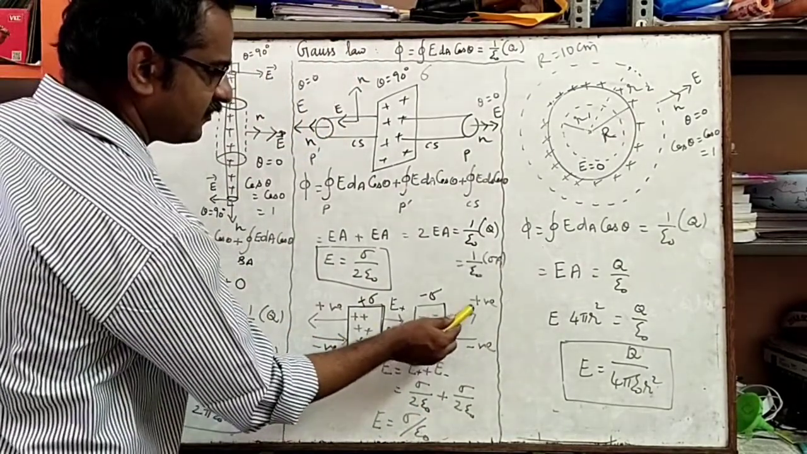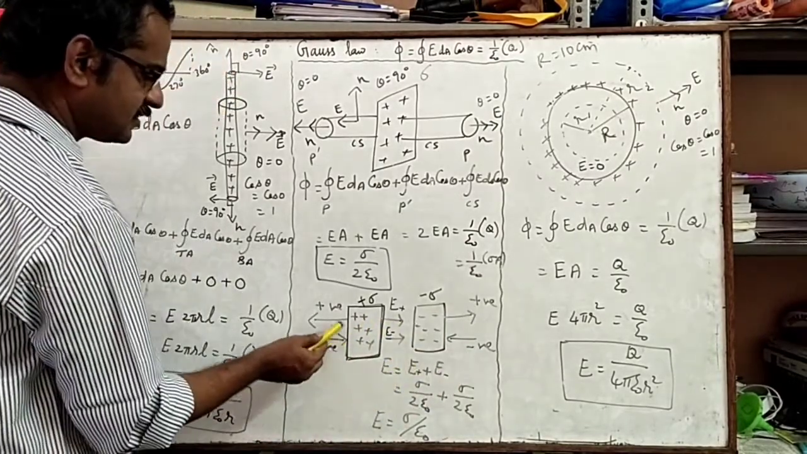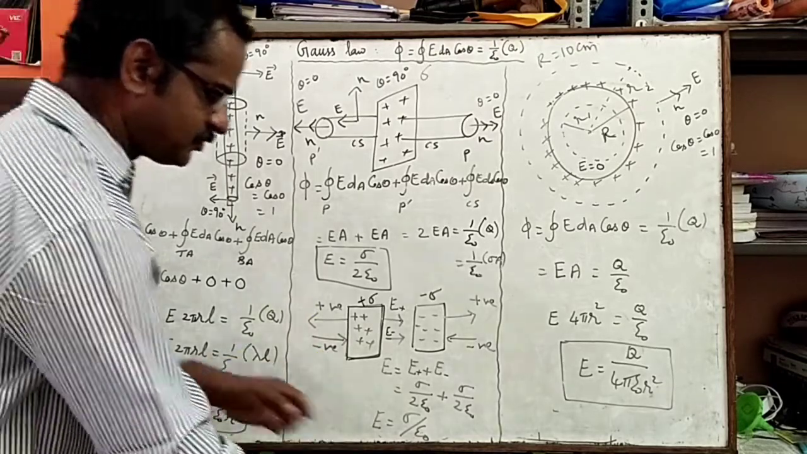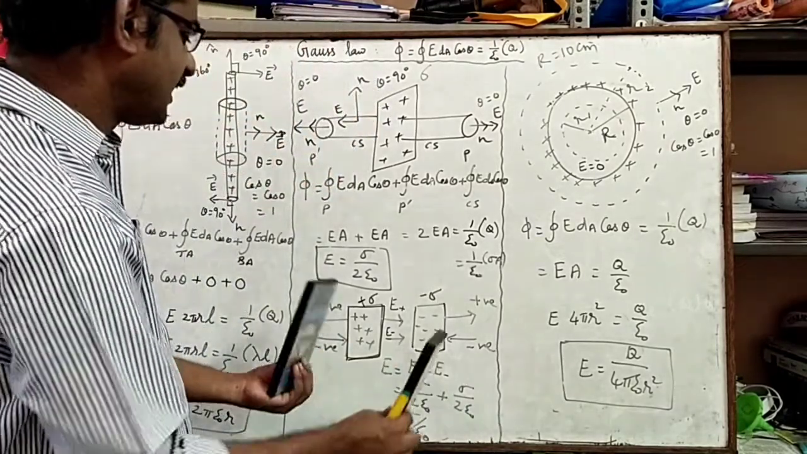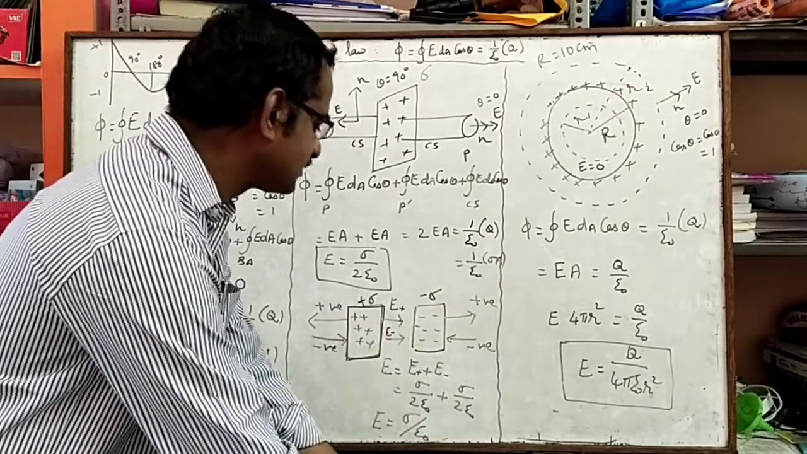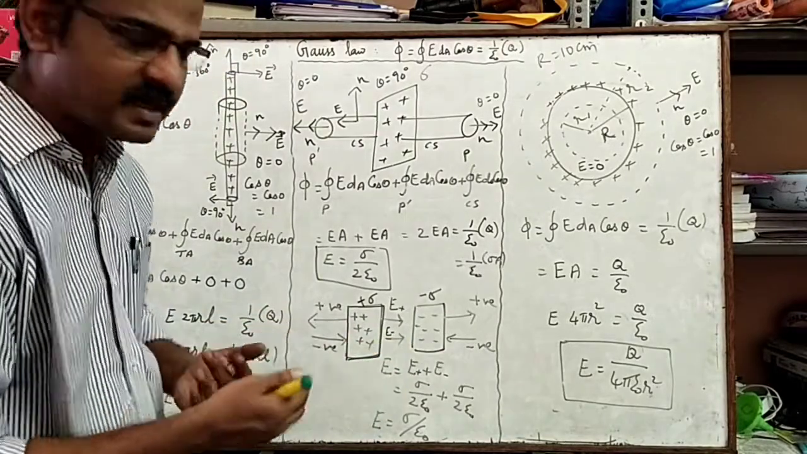This is the electric field due to the positively charged plate. This is the electric field due to the negatively charged plate. This is the electric field due to the positively charged plate. This is the electric field due to the negatively charged plate. Imagine these two are the charged plates. Outside the plates they are getting cancelled. Inside the plates they are added up because they are acting in the same direction.